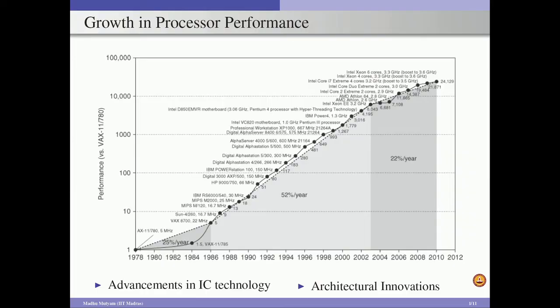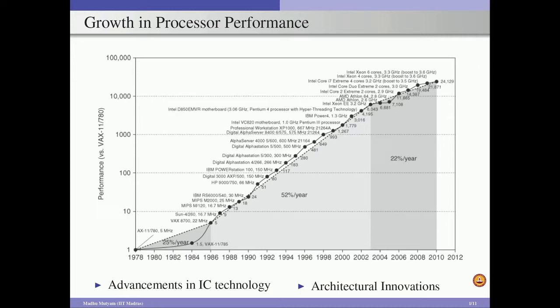Coming to architectural innovations, in the first phase the processor performance improvement was mainly because of the increase in the processor word size. We started with a 4-bit processor, then an 8-bit processor, and so on. Once you increase the processor word size, you can perform operations much faster.